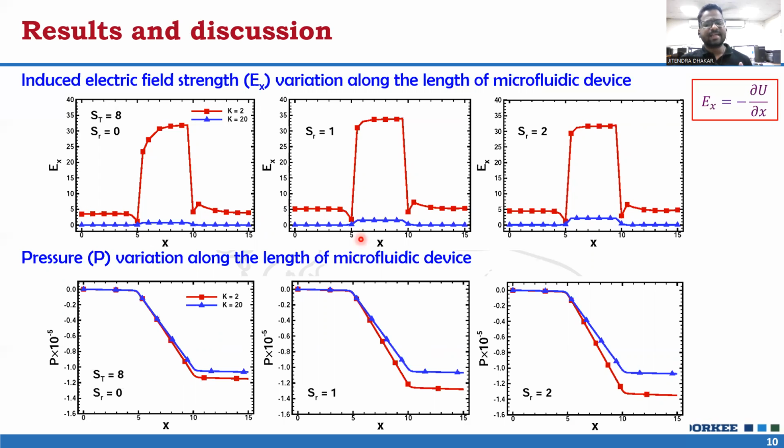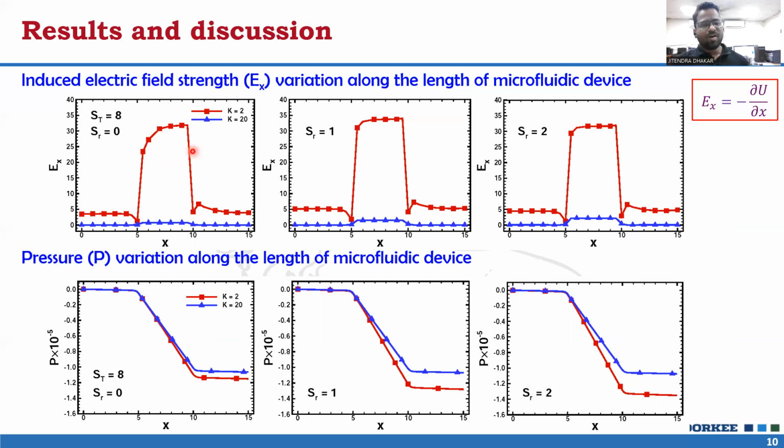Induced electric field decreases with increasing inverse length K from 2 to 20. Why? Because the K is inversely proportional to the EDL thickness. So the increasing in the K decreases the EDL thickness, that decreases the excess charge. So the induced electric field decreases with increasing K.